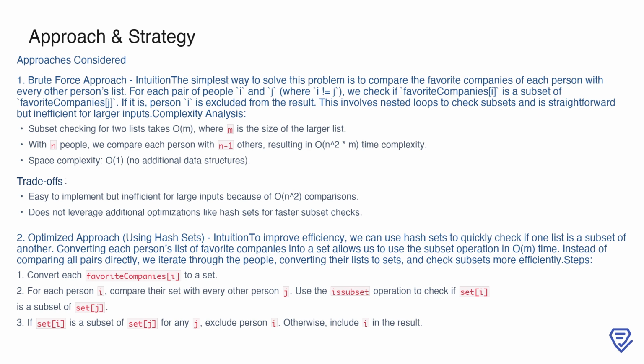The first and most straightforward method is the brute force approach. The intuition here is simple. For each person, we compare their list of favorite companies with every other person's list to see if it's a subset. If it is, we exclude that person from the result.